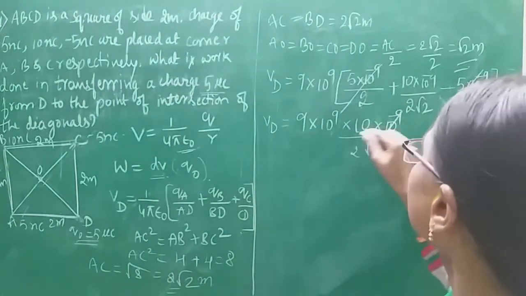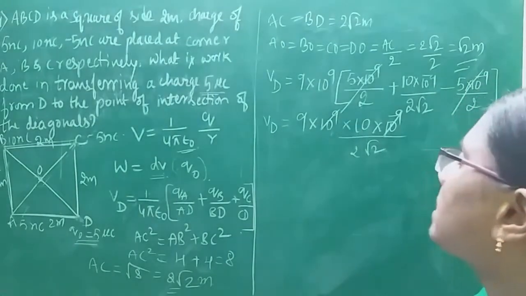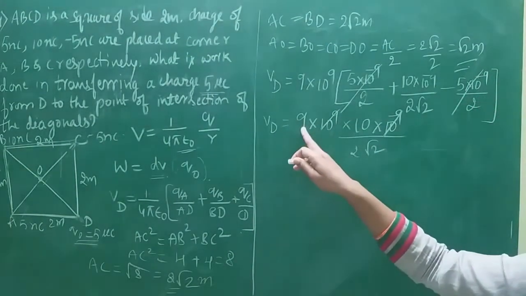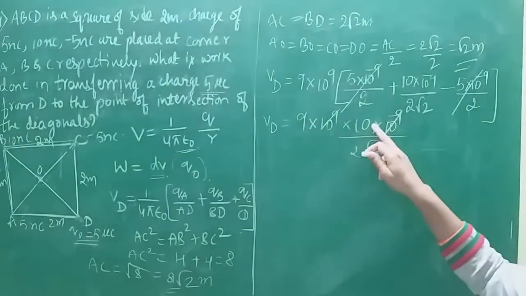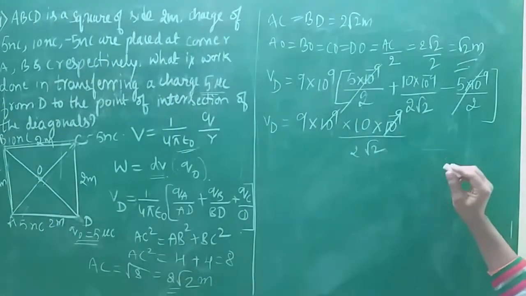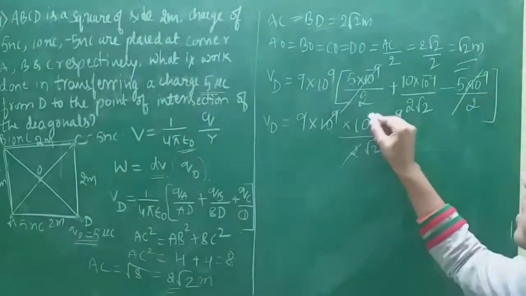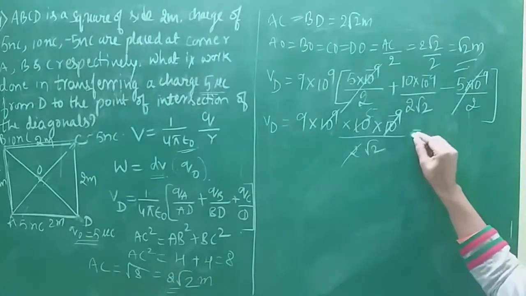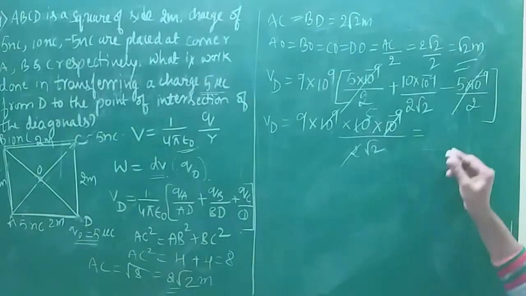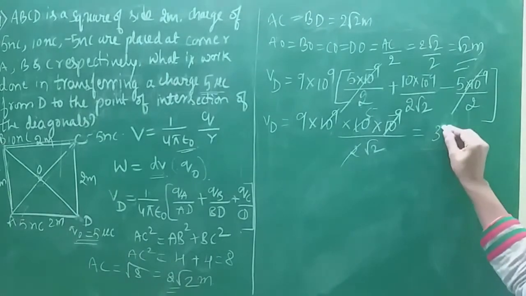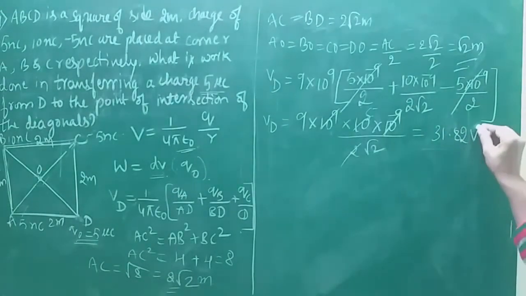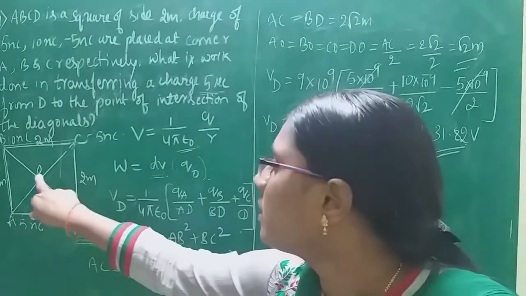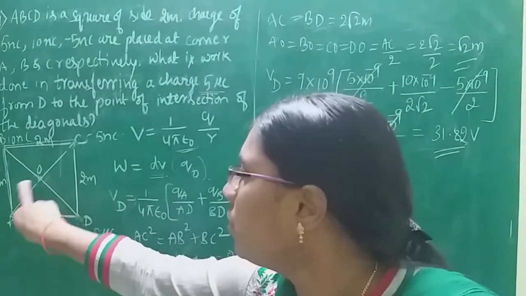So 10 power minus 9 and 10 power plus 9 get cancelled. The remaining is 9 into 10, that is 90. 90 divided by 2 root 2. Or 2 ones are 2, 2 fives are 10, so 45 divided by root 2. So that will give you the value 31.82 volt.